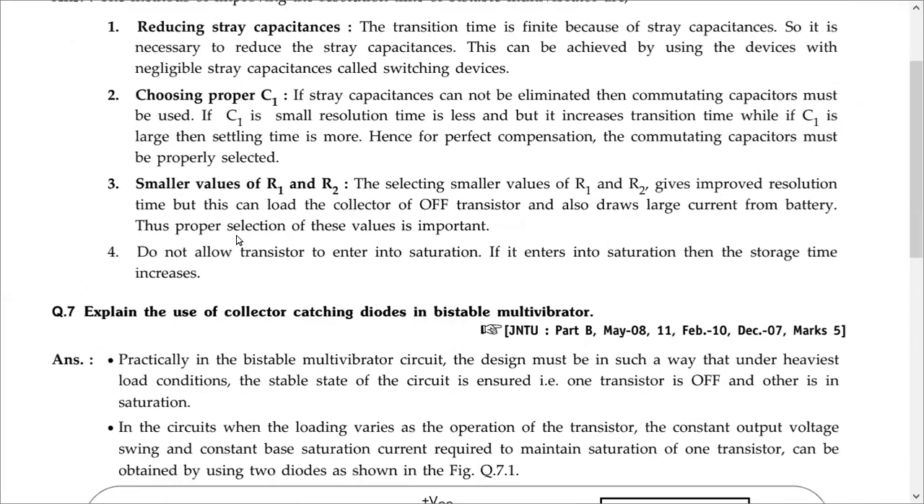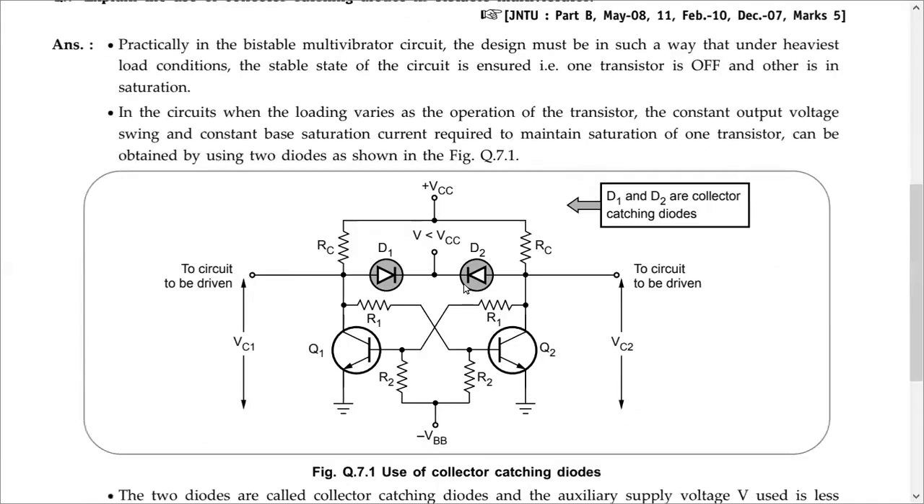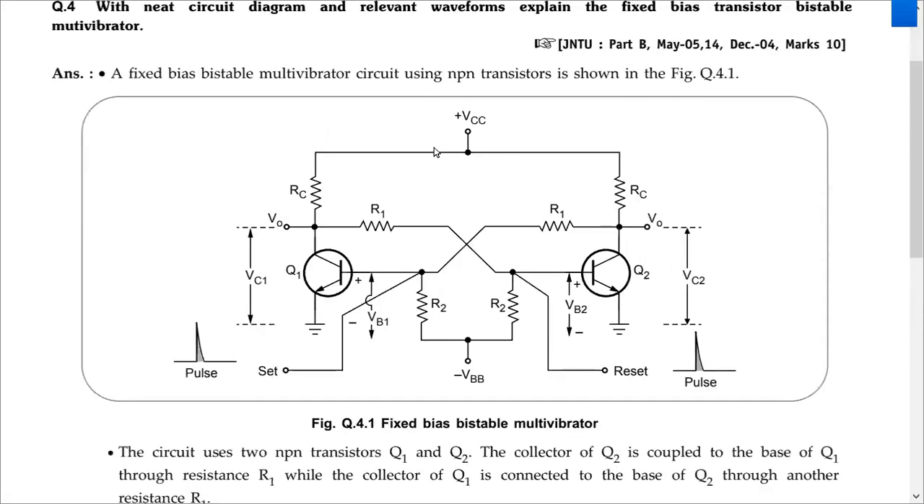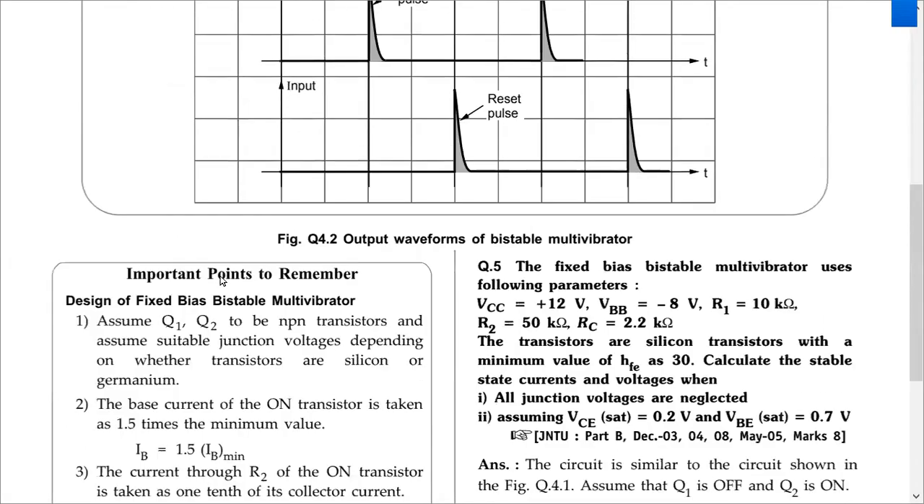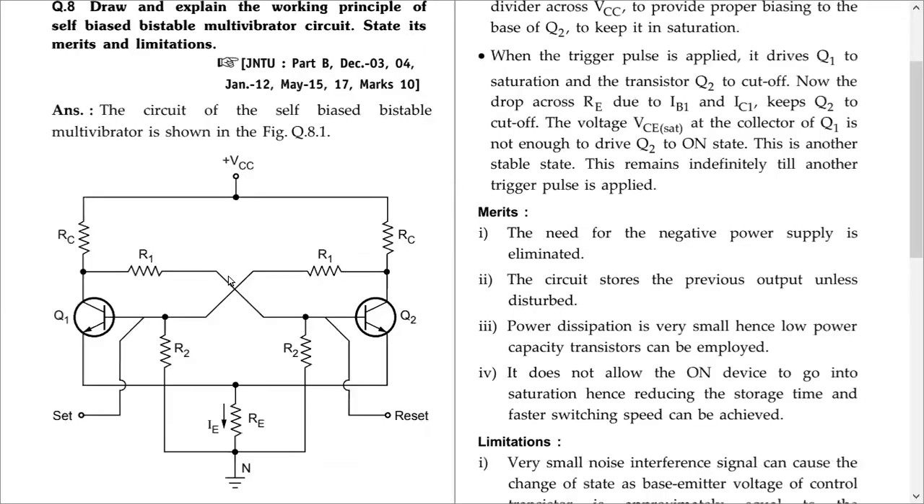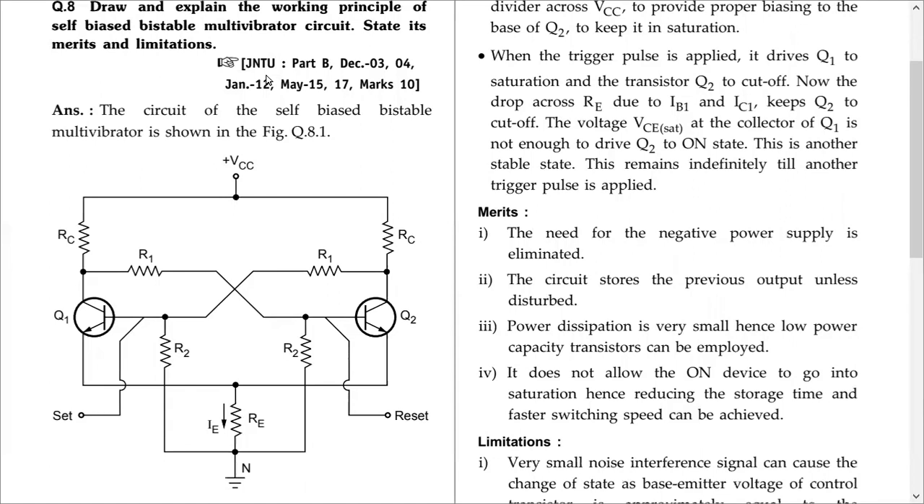Again, I am repeating: in the fixed bias bistable multivibrator, whether you take this circuit or the first circuit that we discussed, we are making use of multiple voltage sources. So to avoid this disadvantage in the fixed bias bistable multivibrator, we go for the self-biased bistable multivibrator.